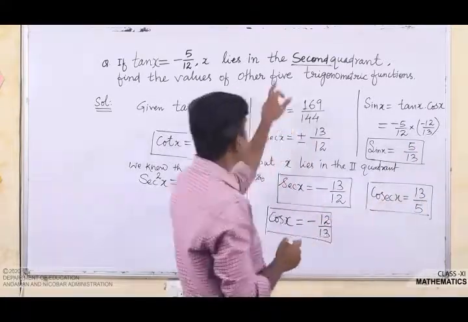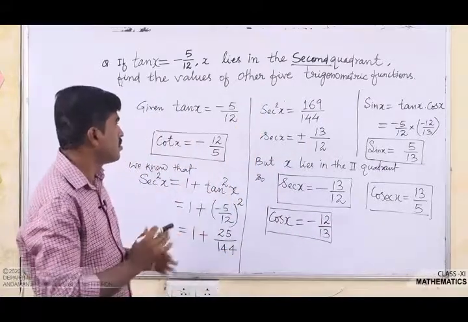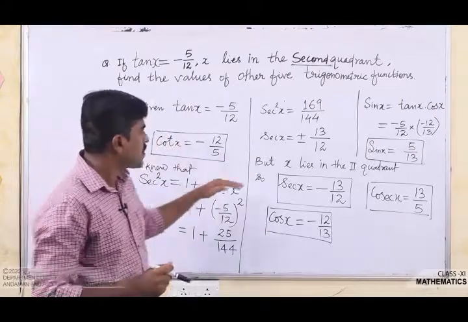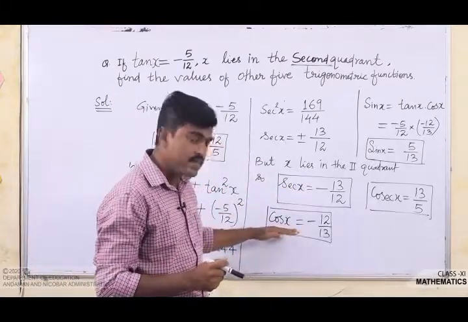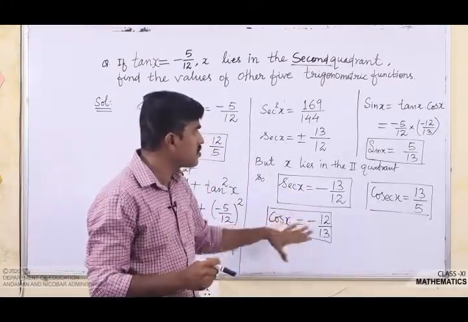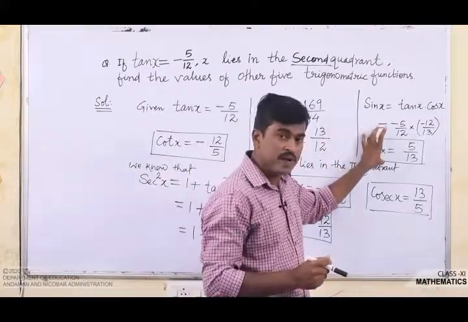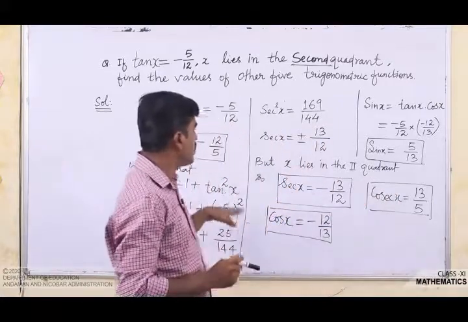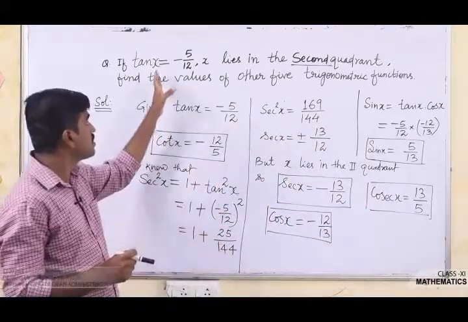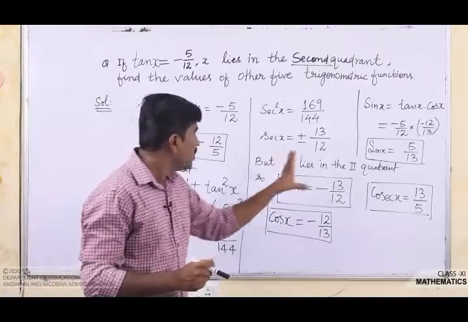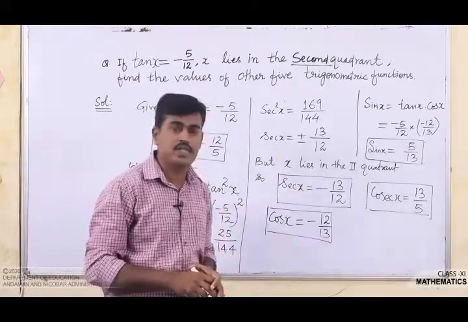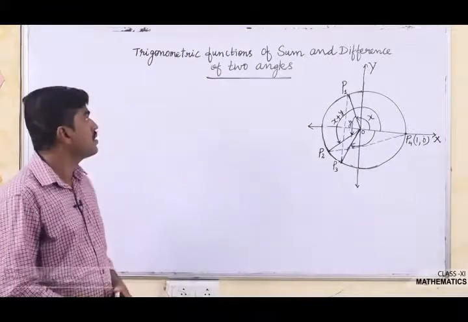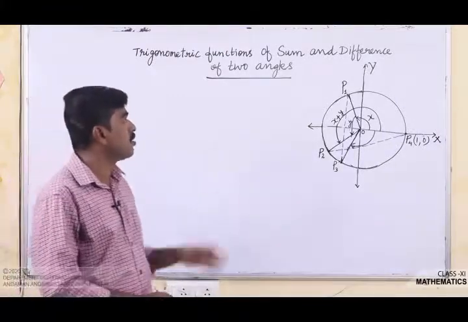Here x lies in the second quadrant. So let us check. In the second quadrant, tan is negative, cot is negative, sec is also negative, cos x is also negative, whereas sin is positive and cosec x is also positive. So these are the values of the other 5 trigonometric functions. Here tan x is given and we found the other 5 trigonometric functions. Okay, clear?